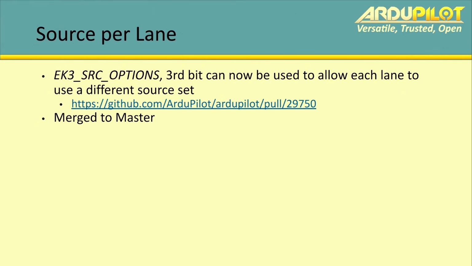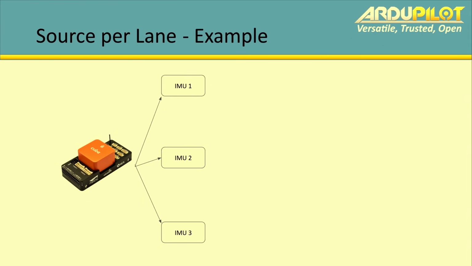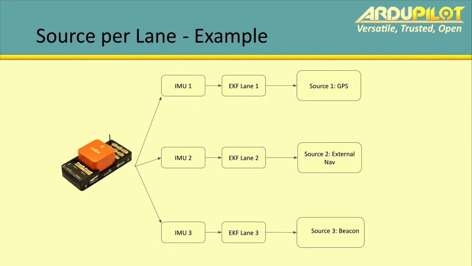And it's hidden behind this EK3 source options bit. So if you enable this third bit, it does something different. And this has already been merged to master, so it'll be part of the RD-Pilot 4.7 release. And so what it does is that you have your standard setup of a flight controller with multiple IMUs, and you have multiple lanes. But now if this bit is set, the first lane would use the source 1 set of parameters, the second lane would use the source 2 set of parameters, and the third lane would use the source 3 set of parameters.